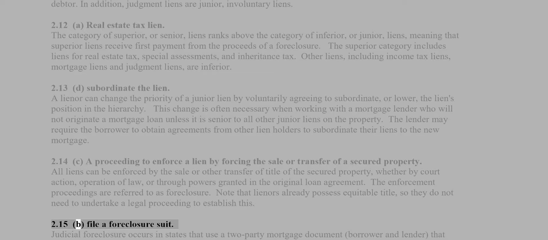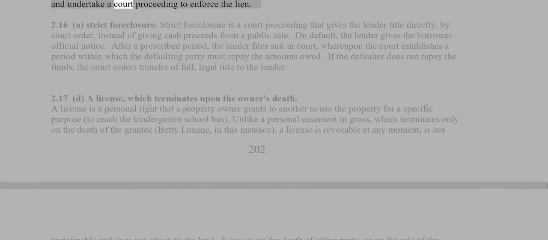2.15 B. File a foreclosure suit. Judicial foreclosure occurs in states that use a two-party mortgage document, borrower and lender, that does not contain a power of sale provision. Lacking this provision, a lender must file a foreclosure suit and undertake a court proceeding to enforce the lien.